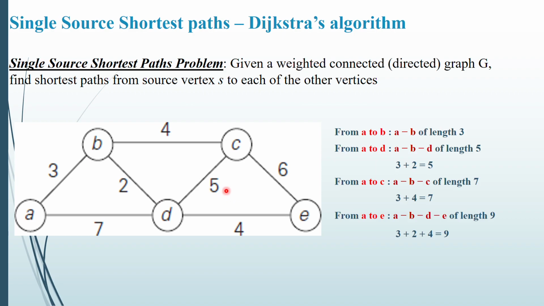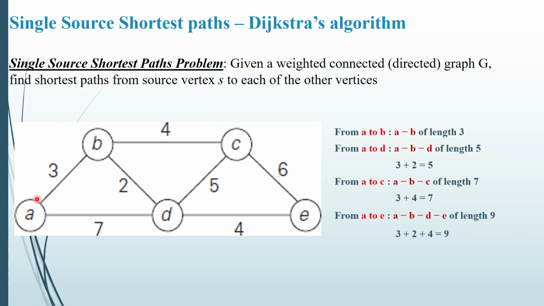Now among these three paths, which path is the minimum? Among 7, 10 and 12, which one is minimum? A to B and B to C is the minimum, with a distance of 7. So from A to C, the path length is 7 here. 3 plus 4, it is 7.